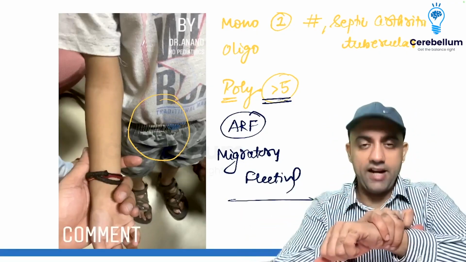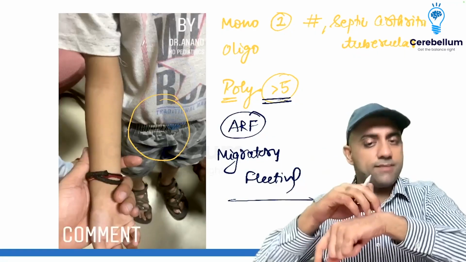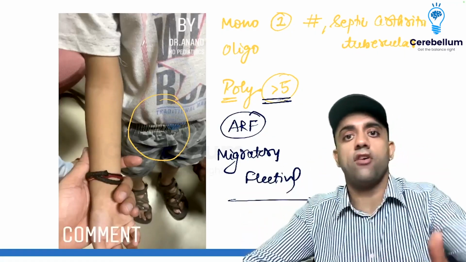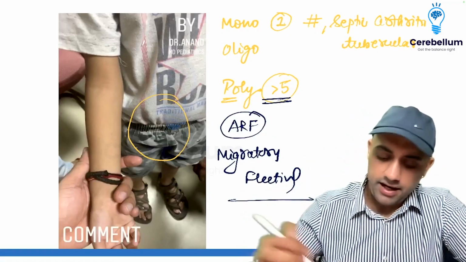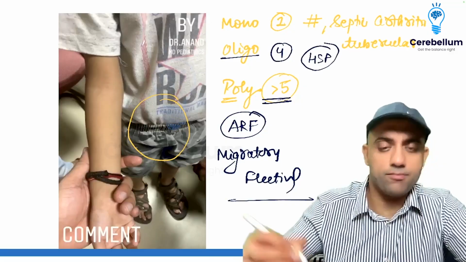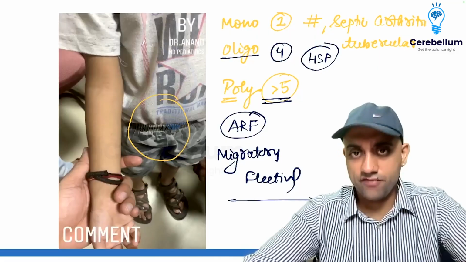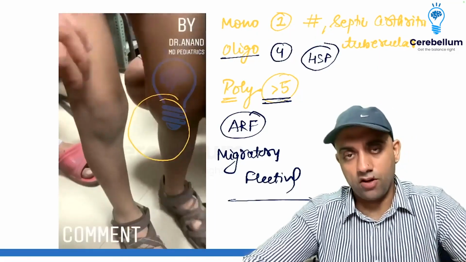Migratory means if for 5 days my swelling was here, then it shifted from the right to this joint, and this became totally okay. There is no residual deformity, remember that. And oligoarthritis means 4 or fewer than 4 joints, and the examples are Henoch-Schonlein purpura. So like that you have to evaluate in this child.